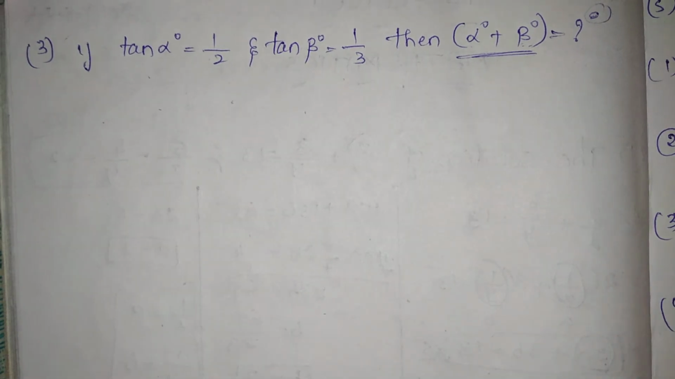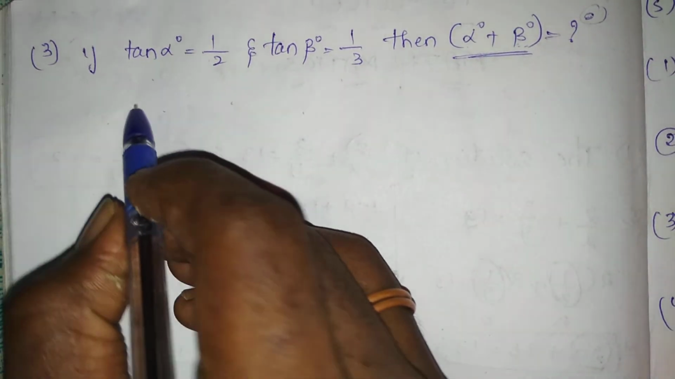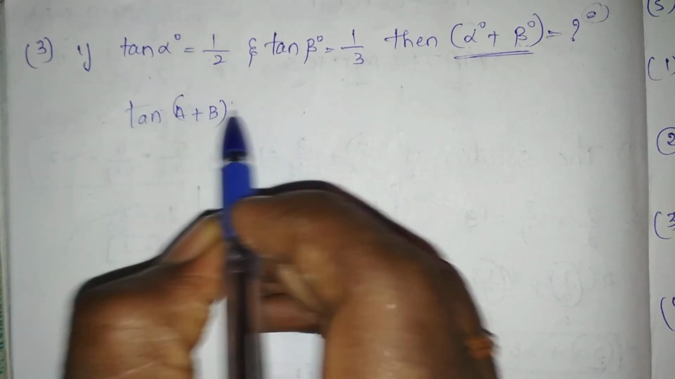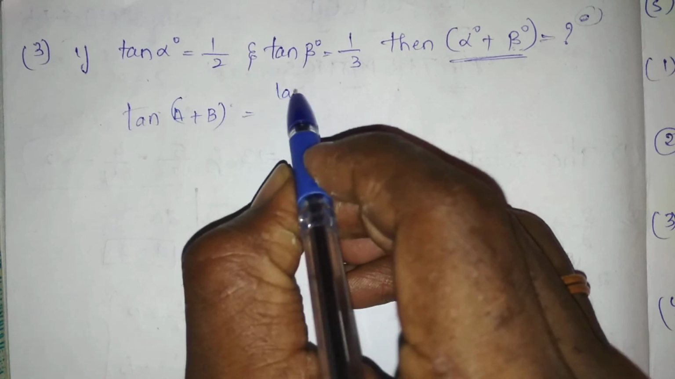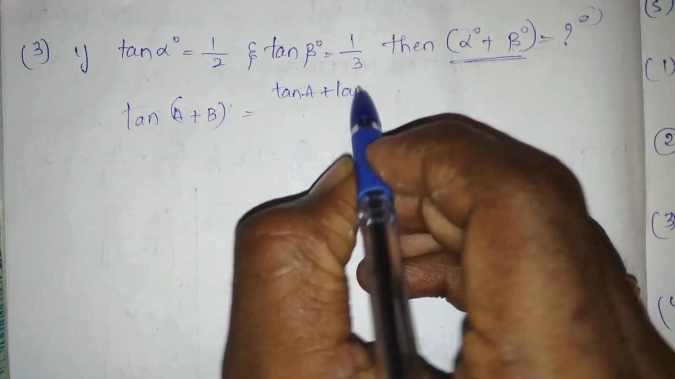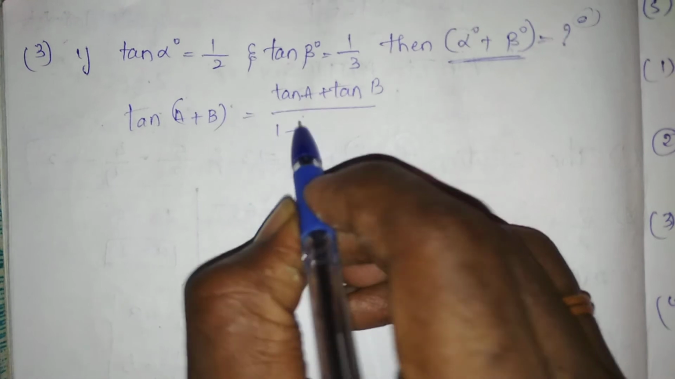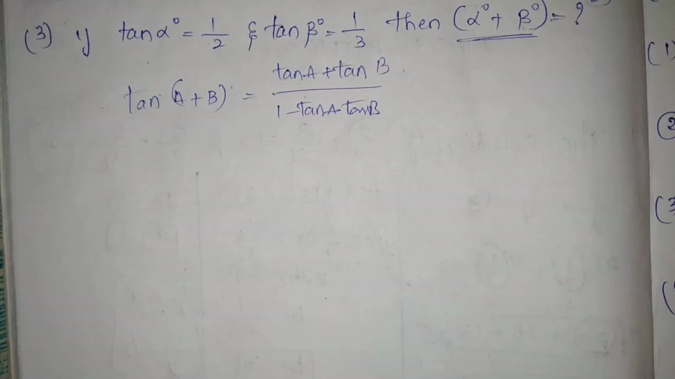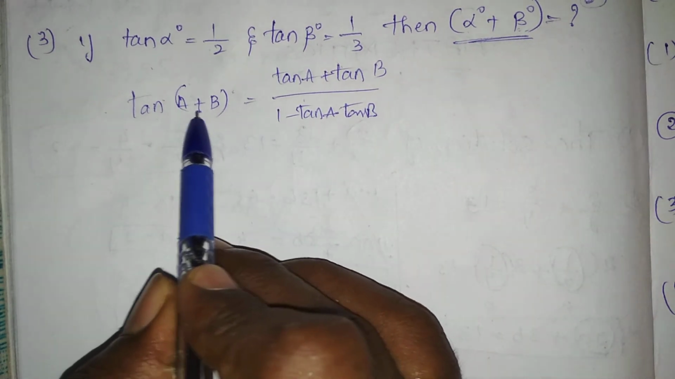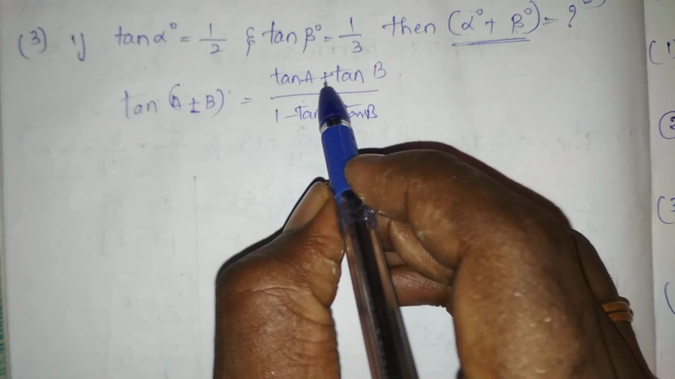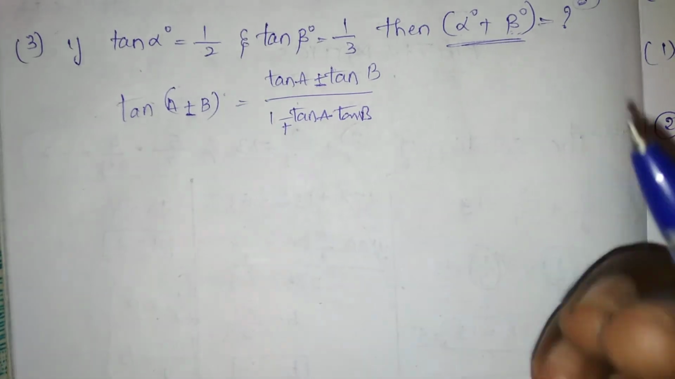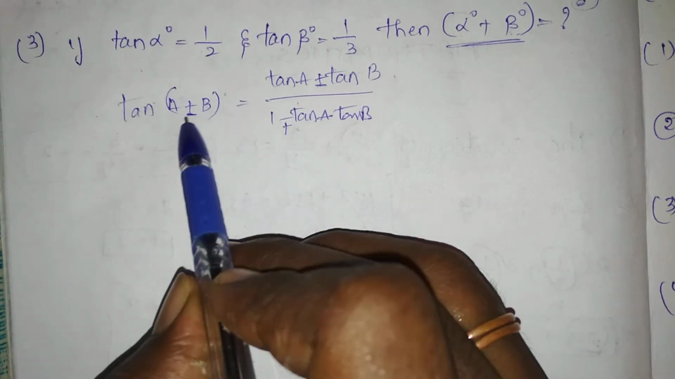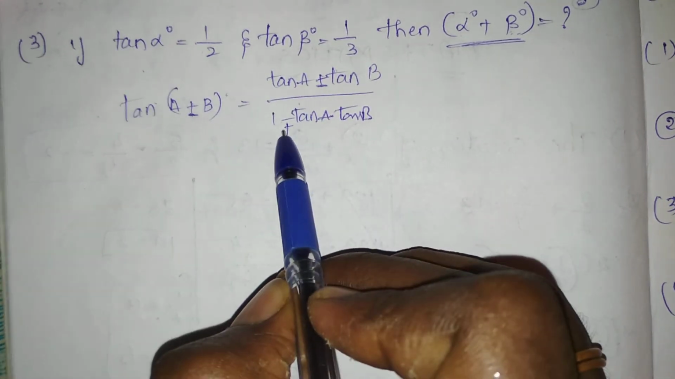We know the formula: tan(A plus B) is equal to tan A plus tan B by 1 minus tan A into tan B. These are very simple formulas. In the numerator the sign is positive, and in the denominator it is negative; if it is negative in the numerator, it will be positive in the denominator.